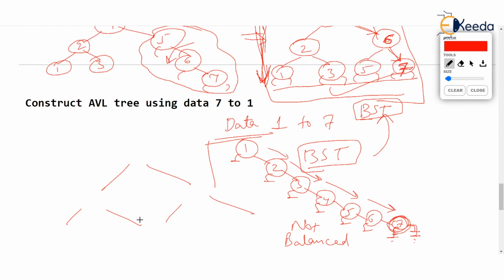Okay, I think I have done enough justice in this video to tell you how to create an AVL tree. Now we have a second exercise here. Construct AVL tree from 7 to 1, which we will solve in the next video. But I am sure that you know how to do this 7 to 1. Just to keep our discussion continuous, we will be solving this question in the next video.